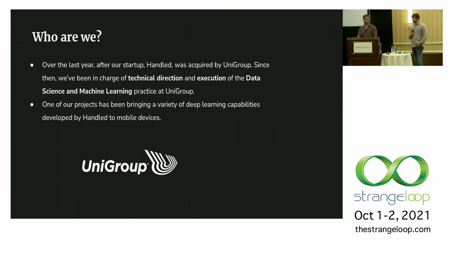Since then, we've been in charge of technical direction and execution of the data science machine learning team at Unigroup. One of our bigger projects over the last year has been taking those deep learning capabilities we built while at Handled and moving them onto the mobile device. Unigroup has a lot more customers than Handled did. It would be very expensive to keep those models running for server purposes. Servers cost money. And secondarily, there are a lot of use cases in moving wherein you're not going to want to rely on an internet connection to do things, because maybe the router got put away.